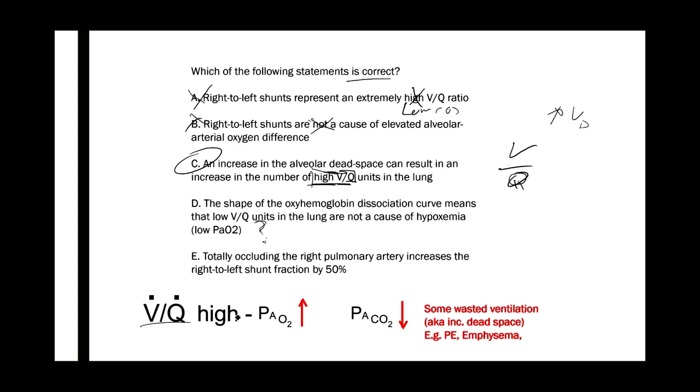And this is just a review of a high ratio. The ventilation is going to be wasted. So increase V, and you have an increase in the physiologic dead space. Remember the VD.